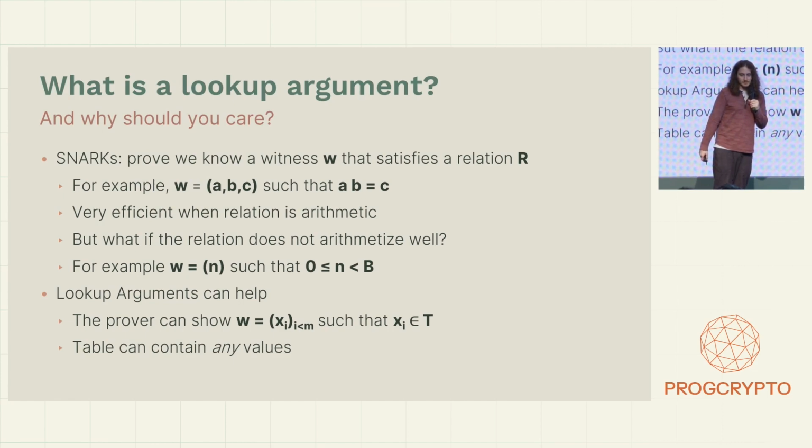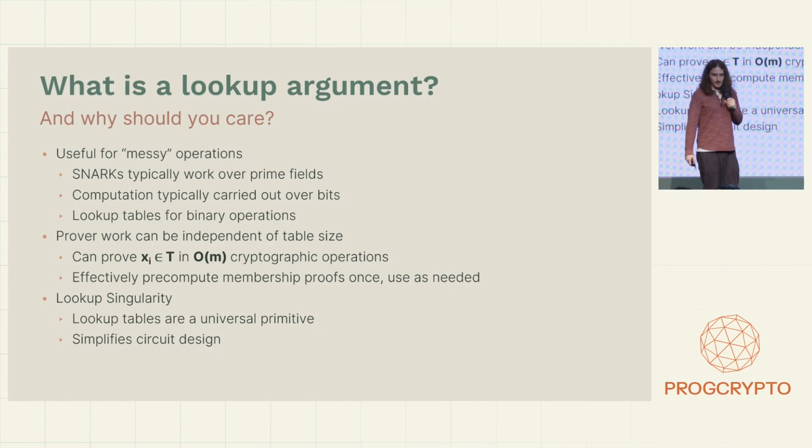One way to do it might be to decompose it into bits, which is something people did. But another way would be to use a lookup argument. So a lookup argument allows us to show that some values belong to a table. The table can be totally unstructured, although some lookup arguments are for structured tables, but in general it can be unstructured. It can contain any values. So this is good for messy operations, for range checks, for binary operations, for things that don't arithmetize well. In fact, normal computation often does not arithmetize well, things you would do on a computer instead of inside of a circuit.